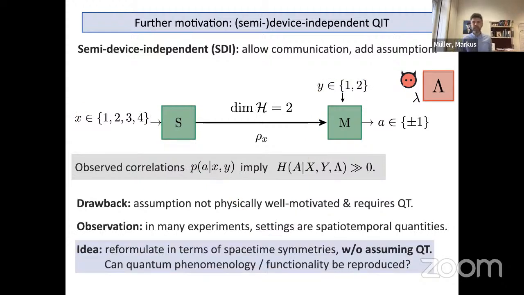Now, what this motivates is to somehow think of reformulating these protocols in space-time terms, in terms of space-time symmetries, and doing this perhaps in a way where you don't even need to assume quantum theory. And the question then is, doing this, can you then reproduce the quantum predictions, for example, the functionality of this device, the correlations that you get, or the security of the scheme? So this is one other motivation to look at these constraints of space-time on probabilities and quantum theory.